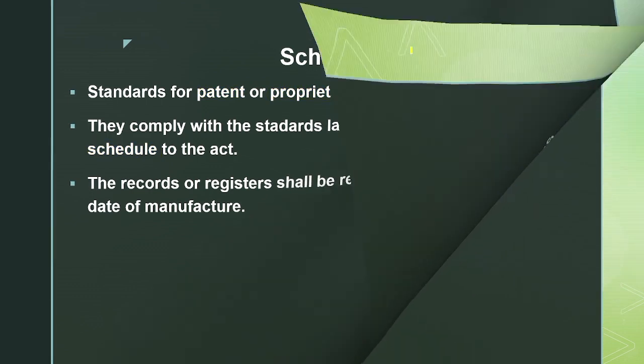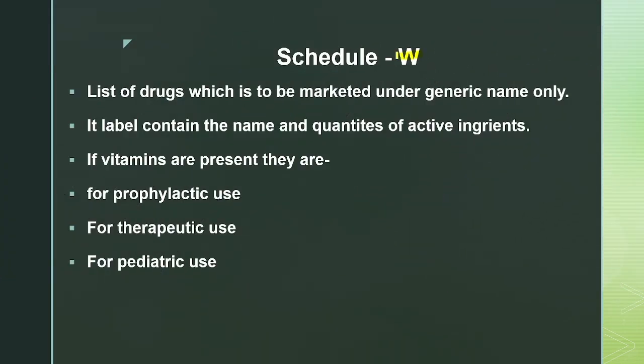Okay, next, what is Schedule W? Schedule W mostly deals with the drugs to be manufactured under the generic name. Okay, generic names, what drugs come under generic names? Those drugs are listed under Schedule W. It also contains the label with names and quantities of active ingredients present in it. And if vitamins are contained, the label must state prophylactic use, therapeutic use and pediatric use. Okay, this is about Schedule W.